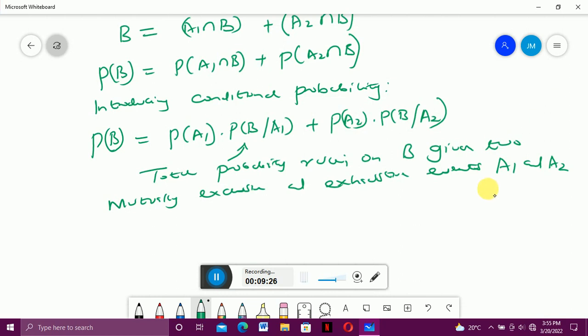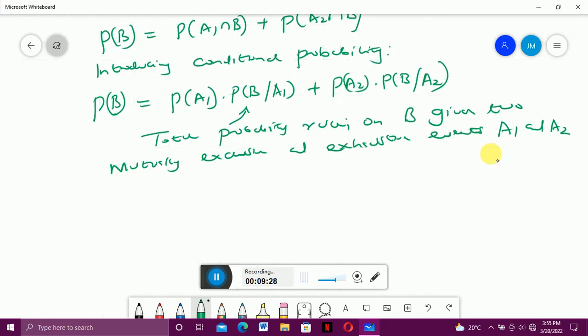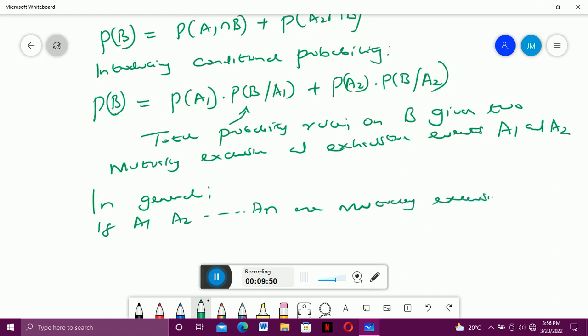We don't just have total probability rule on B given two events, A1 and A2, but we can say in general, if A1, A2, all the way to AN are mutually exclusive and exhaustive.